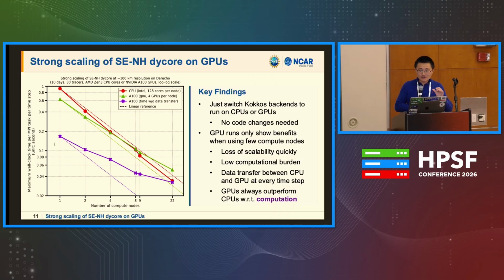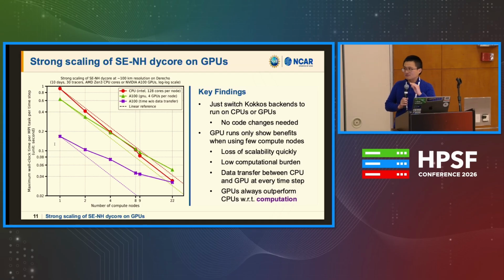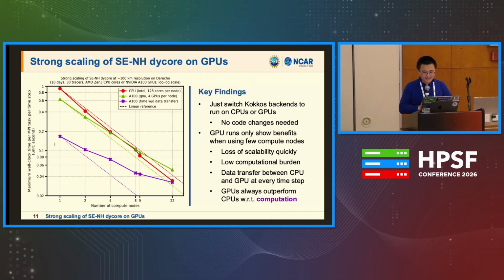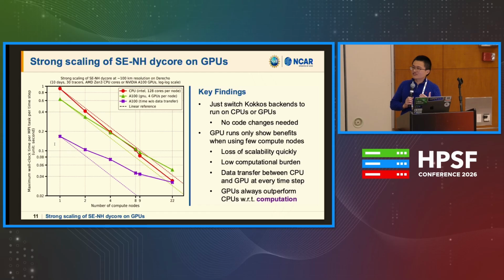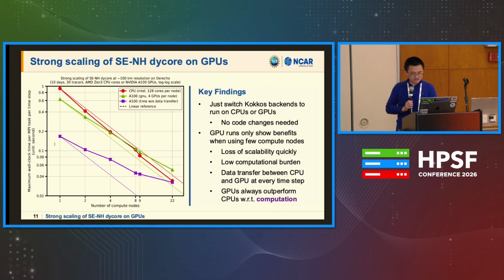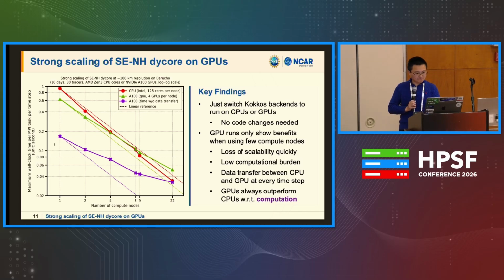And let's say if we can develop a component set running everything purely on GPU, like the SENH dycore is running in the DOE model right now, the purple line should be the actual GPU performance we are looking for. And in this case, you can see, even if it still loses scalability very quickly, it outperforms the CPU performance, even if we scale to 22 compute nodes. So this is a really encouraging result.